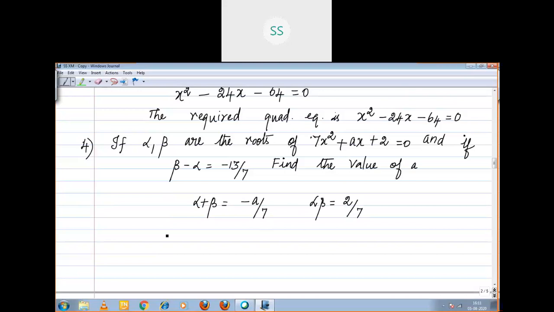Now, given beta minus alpha equal to minus 13 by 7. Right, children? Simply I transfer the element. That's it. Now, already you have alpha plus beta, right? Alpha plus beta equal to minus a by 7. Now, what is it? You have to apply the elimination here, right? Then you can find the solution easily, right?